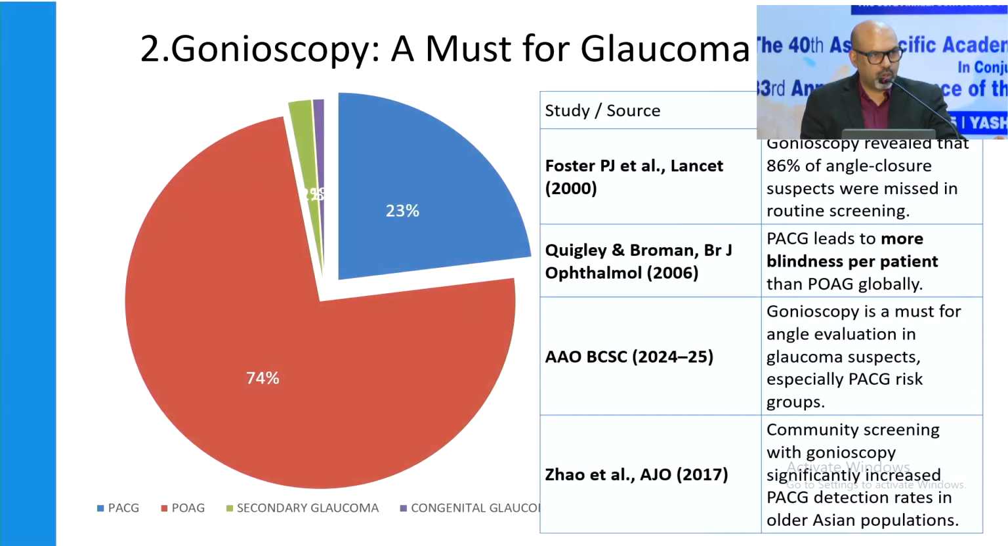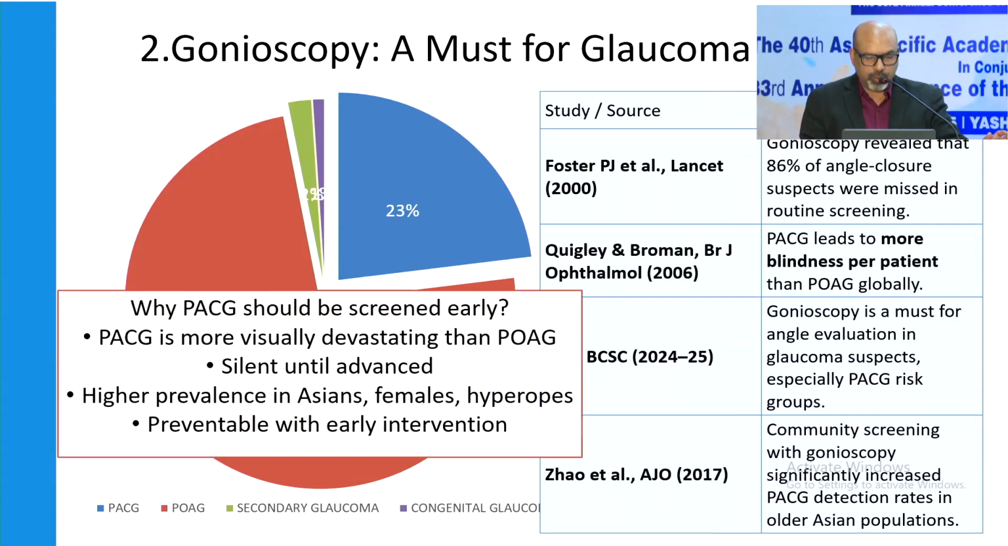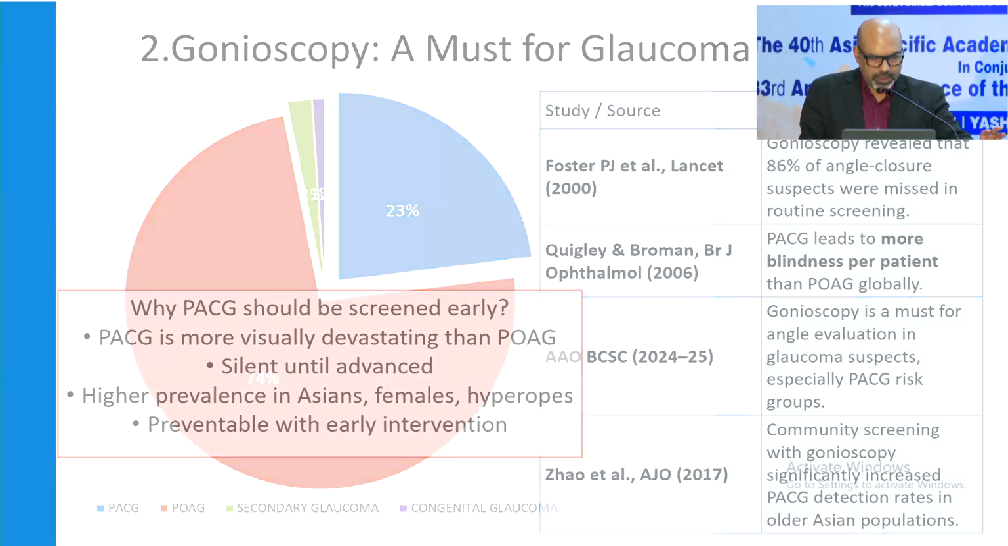Number two is gonioscopy is a must. More and more cases of primary angle closure disease are there. PACG leads to more blindness, and that's why gonioscopy needs to be performed at the primary diagnosis and also in the consequent follow-up of the patients. PACG is more visually devastating, has high prevalence in Asian females and hyperopes, and is preventable with early intervention. So we shouldn't forget and shouldn't fail to do gonioscopy always.